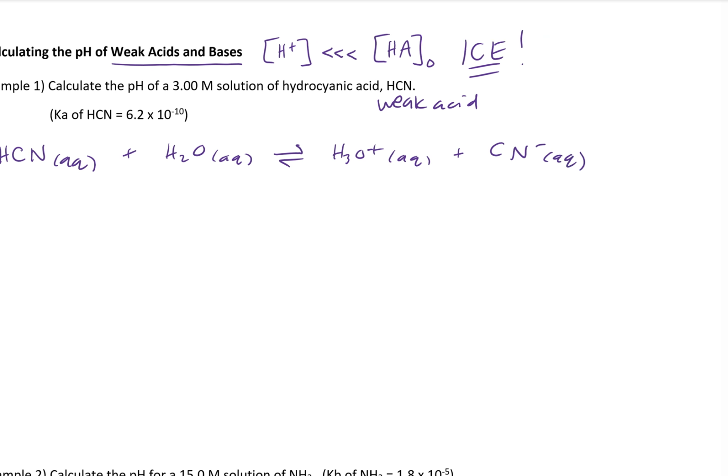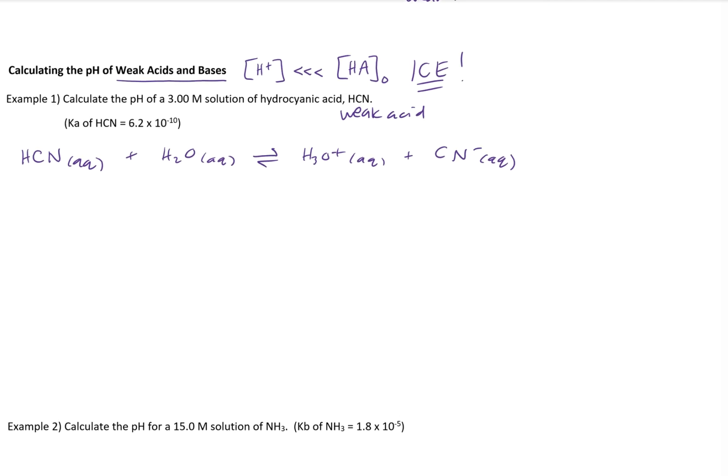I can write the Ka expression for this reaction. Ka is equal to hydronium, cyanide over concentration of hydrocyanic acid. Oops, and I made a mistake. Water is not aqueous. Water is a liquid, and we know liquids do not go into our Ka or equilibrium constant expressions, just like solids and liquids from before from Kc and Kp calculations.